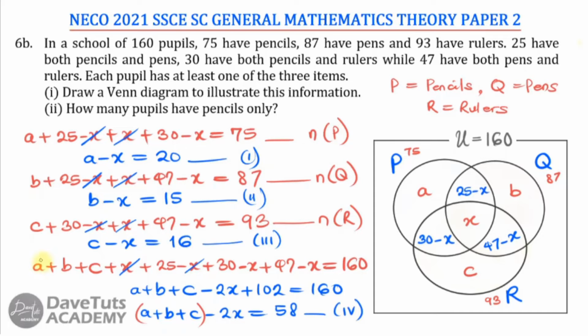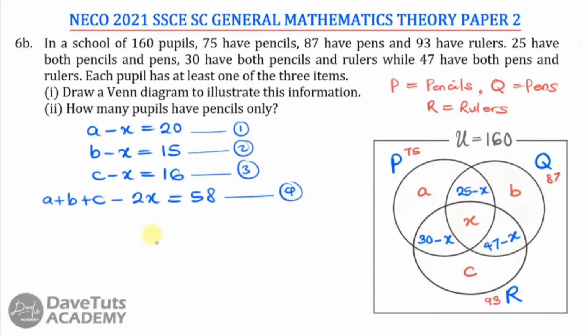Okay, so these are the set of equations that we have already. If I add these three equations together, equations 1, 2, and 3, we are going to have a plus b plus c. Then minus x plus minus x plus minus x will be minus 3x. Then 20 plus 15, that is 35. 35 plus 16, that is 51. So this is 51. Let me call this equation 5, gotten from the addition of equations 1, 2, and 3.